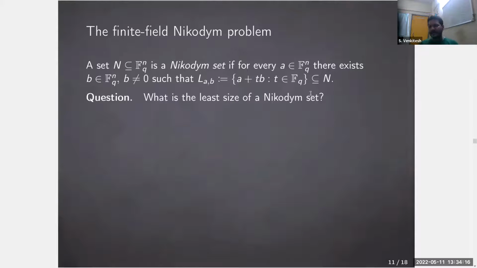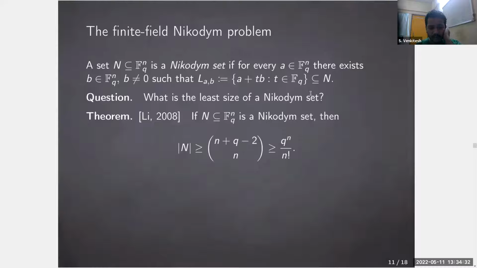Okay, so once again, extreme question. What is the least size of a Nikodym set? Again, by the definition, the intuition should come to us that such sets cannot be very small. Okay, so what's the least possible size? In 2008, Lie gave a very similar proof using the polynomial method, saying that the size of any Nikodym set is in fact at least (n+q-2 choose n), which again by binomial estimates will give us q^n by n factorial. And here we consider polynomials with degree at most q minus 2. That's the proof. So I'm not repeating the argument here.